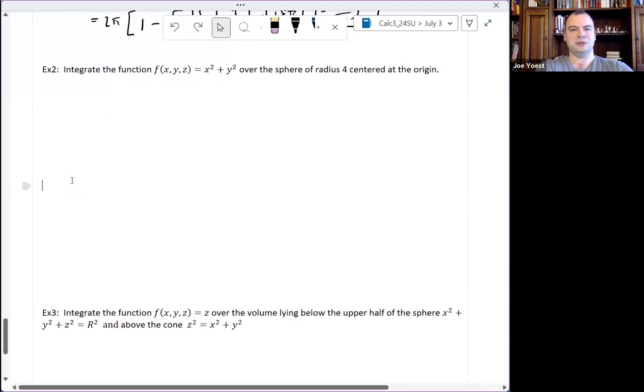Okay, example 2. Let's integrate the function f of x, y, z equals x squared plus y squared. So z equals x squared plus y squared, that's a paraboloid opening upwards. Integrate that over the sphere of radius 4, centered at the origin.